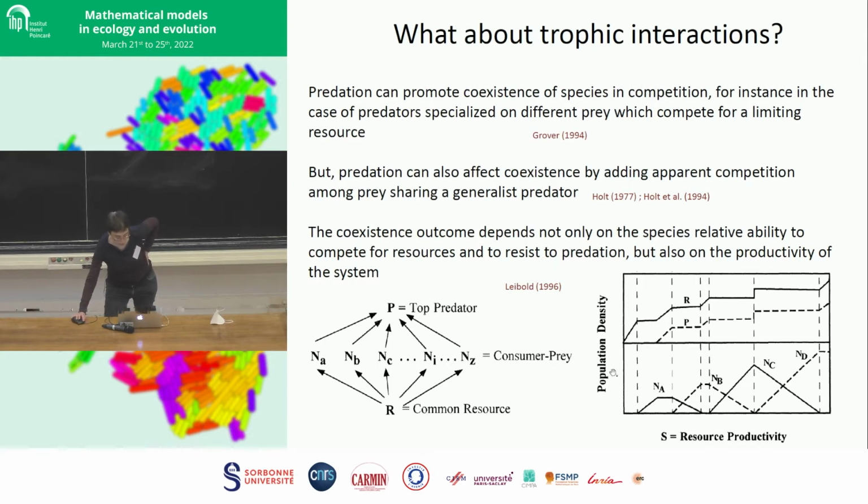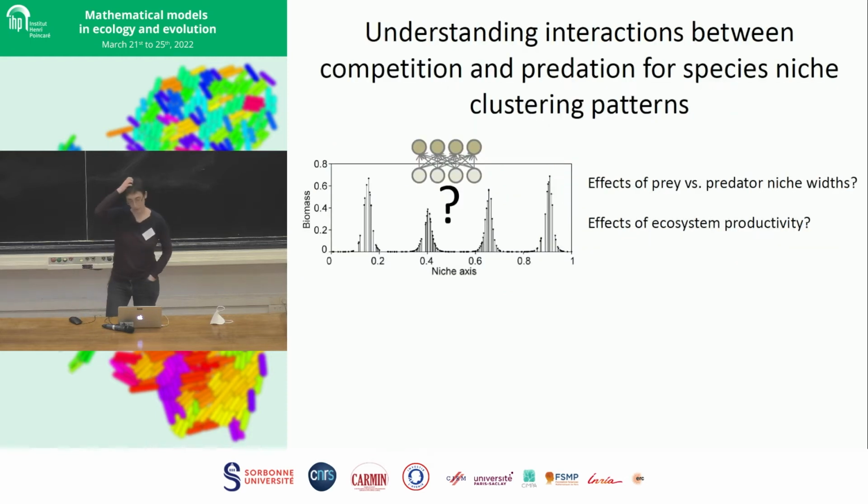And what they show in this paper is that at low productivity, you tend to have one or two species that coexist, and it's species that resist predators more, but which are more competitive for the resource. And the model shows that at high productivity, you have the opposite. You still have one or two species coexisting, but it's the species that are more resistant to predation that persist. Okay, so that's some of the classical results on that, and I present them because they will be important for later.